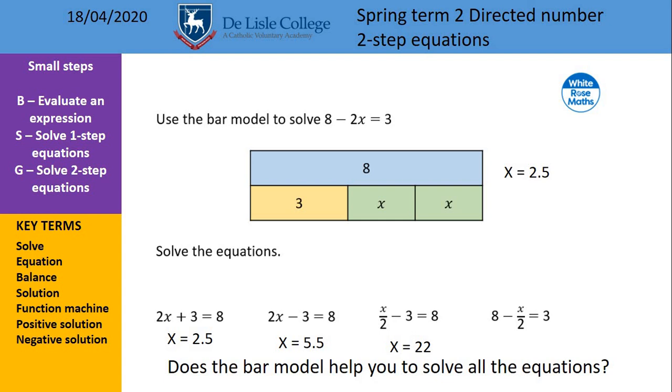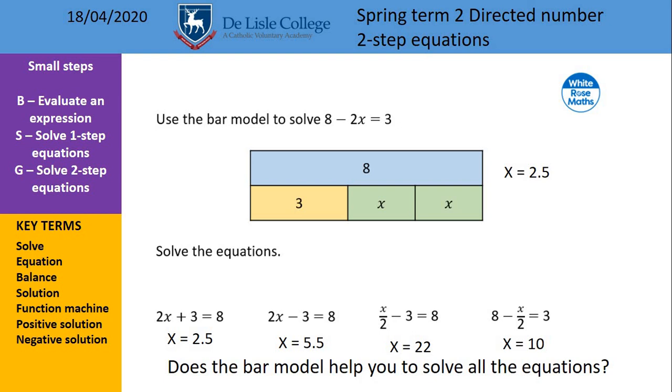And on the last one, okay, we could minus 8 from both sides. You get minus x over 2 equals minus 5. And then you would times by 2 and get minus x equals minus 10. That then becomes very, very awkward to convert back into a positive.